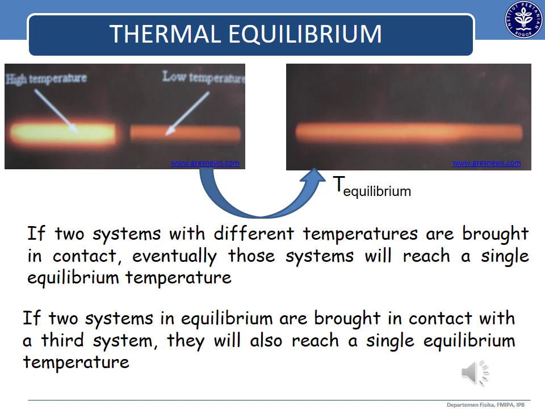So the principle of thermal equilibrium is very important. For example, for a temperature measurement device. When you try to measure the temperature of an object, you put the thermometer on that object and you have to wait until the thermal equilibrium between that object and the thermometer is reached.